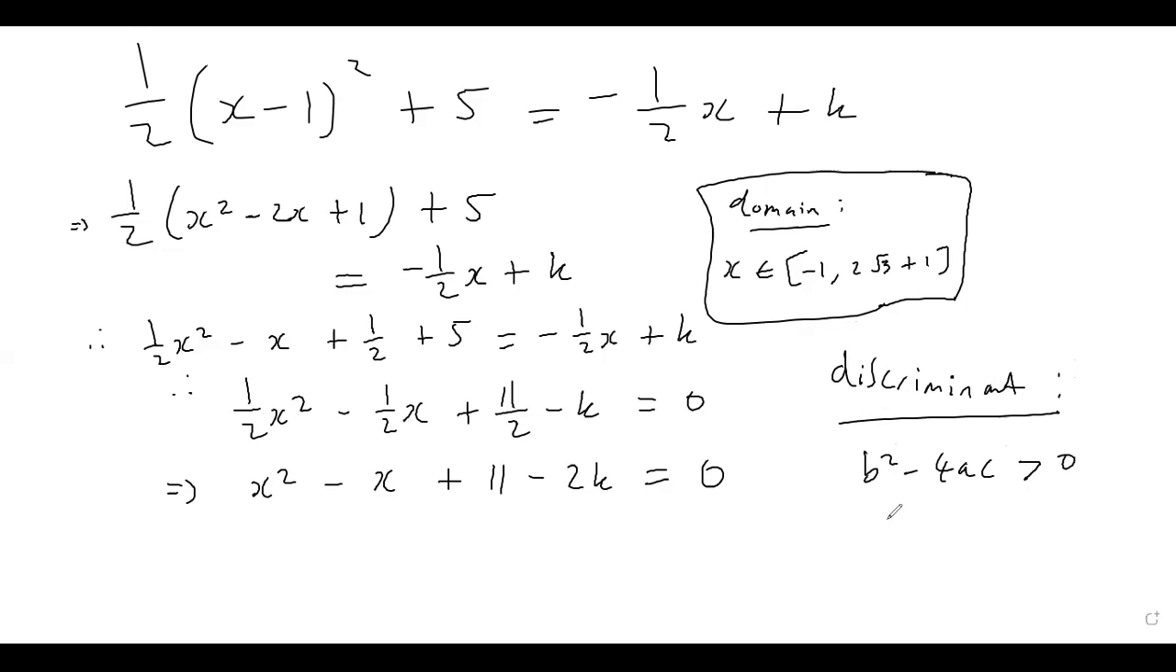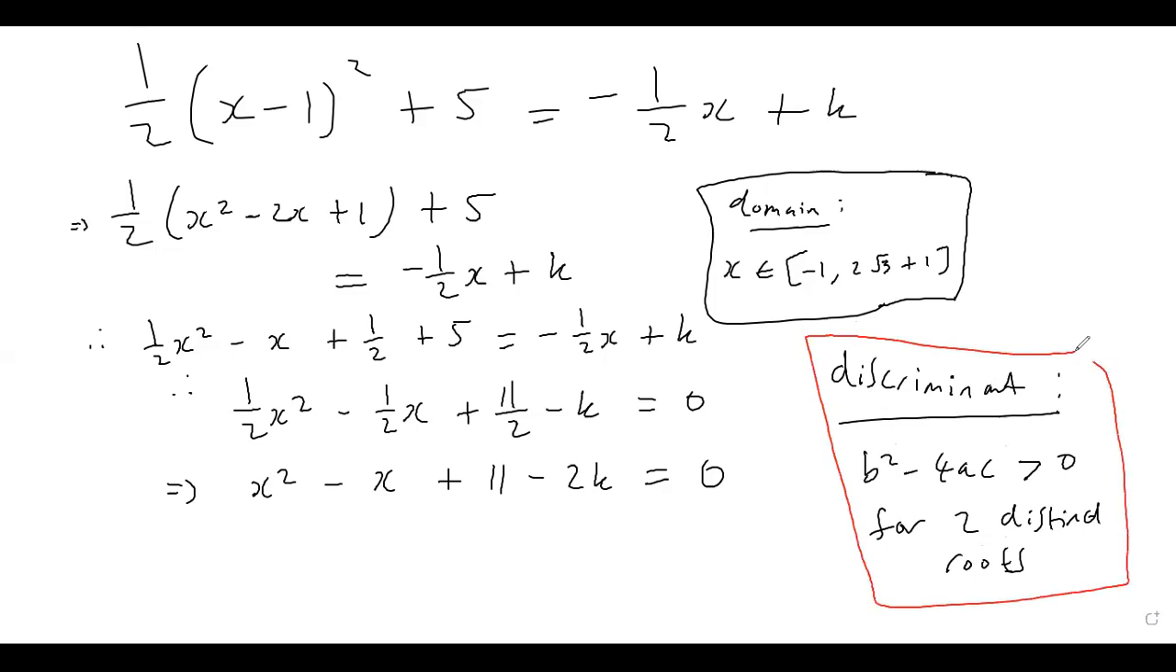We need that to be greater than 0 for two distinct roots. And that's what we're looking for with this equation here. We want two distinct points of intersection, so we want two distinct roots. So therefore we need b squared minus 4ac. Our b is going to be this -1 here. Let's just make a note of this, that b with this quadratic equation here is the coefficient of x, so -1. The a is going to be 1, the 1 in front of the x squared there. And then our c value is going to be the constant, this 11 minus 2k. So c is 11 minus 2k.